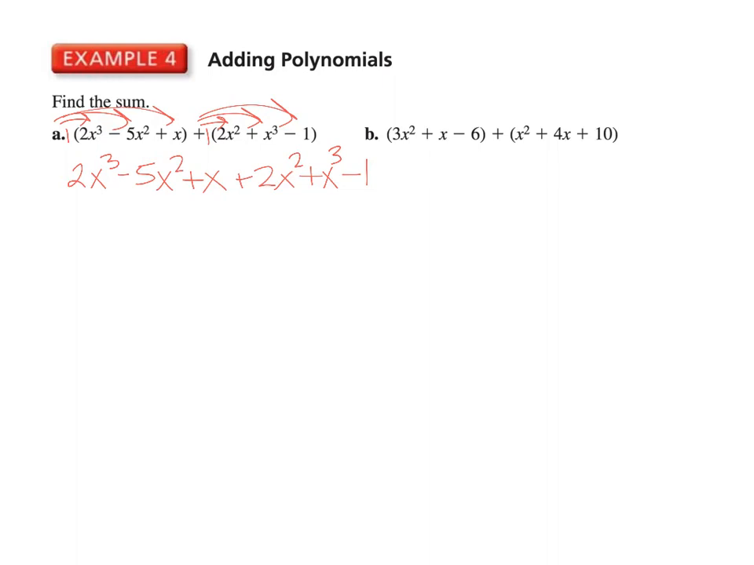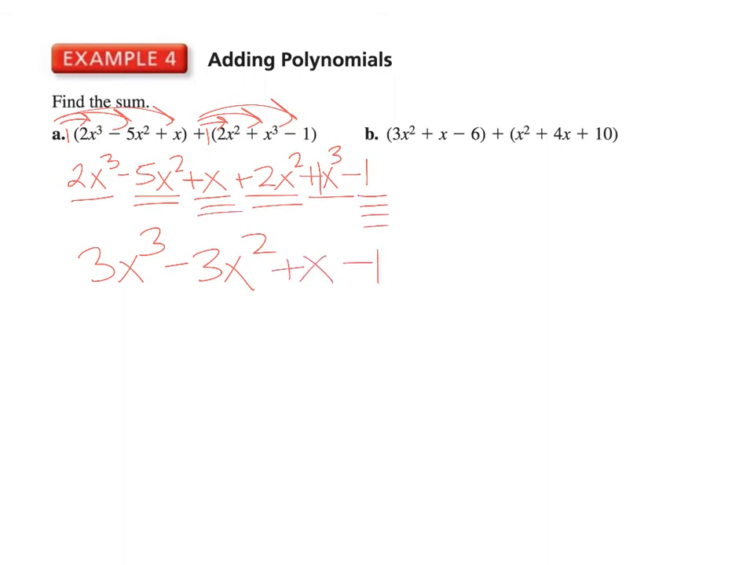All right, now we combine like terms. I have 2x cubed plus x cubed, that's 3x cubed, because that's a 1 here. Then I have negative 5x squared plus 2x squared is negative 3x squared. And then I have x minus 1. All right, done with that one. Surprised they don't have a minus in the example. That'll be in the next example.